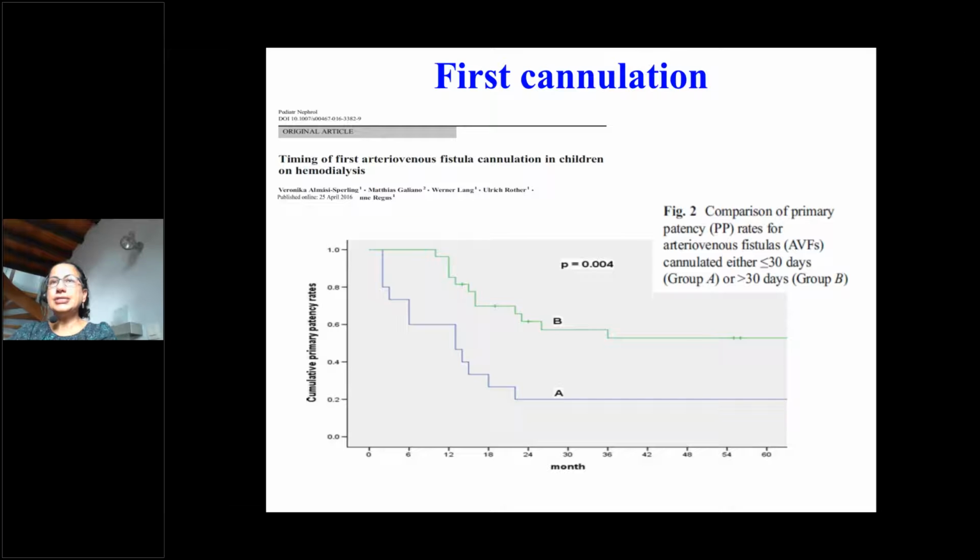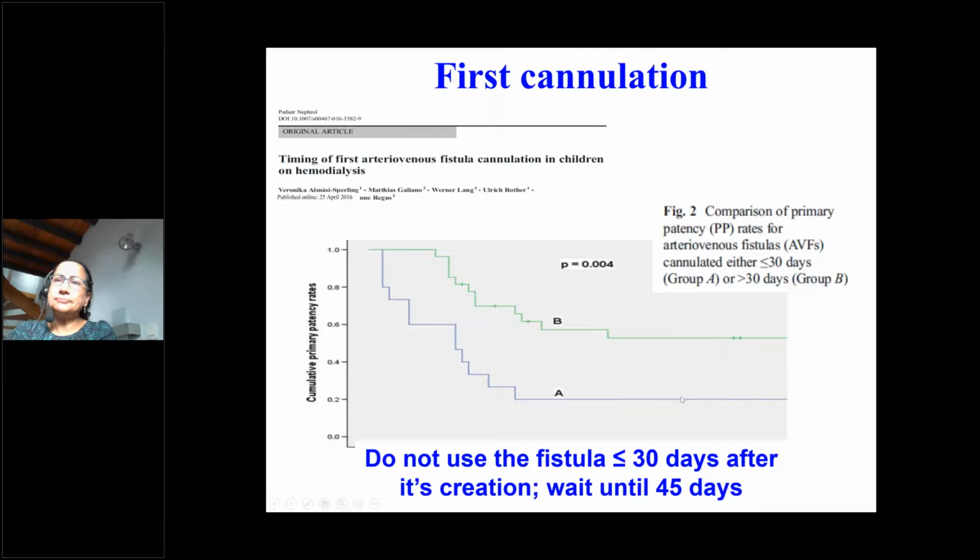The first cannulation and the timing of this is really important. This very nice study from Germany has looked at the timing to first cannulation and access survival. And what they've shown is that cannulation before 30 days is more likely to lead to access problems and affect future patency compared to cannulation after 30 days. In fact, based on this, they recommend that you should not use the fistula in its first 30 days after creation, and ideally wait until 45 days.